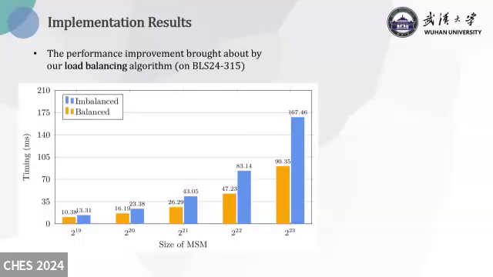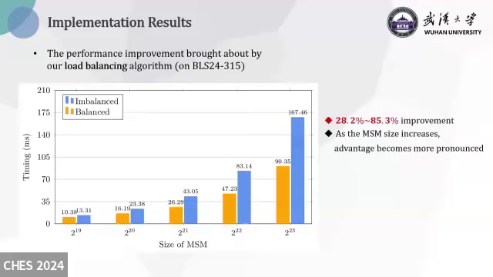We also evaluate the performance improvement brought by our load balancing algorithm on the BLS24-315 curve. As the MSM size increases, our advantage becomes more pronounced, from over 20% to over 80%.